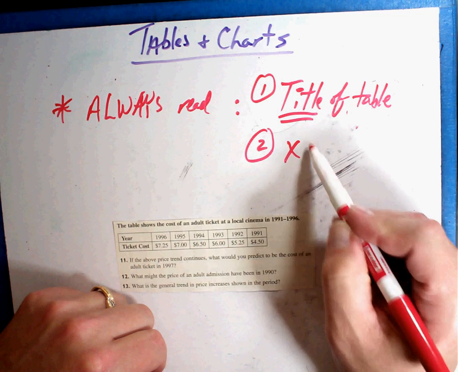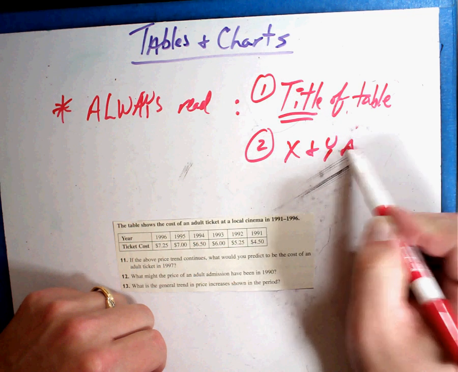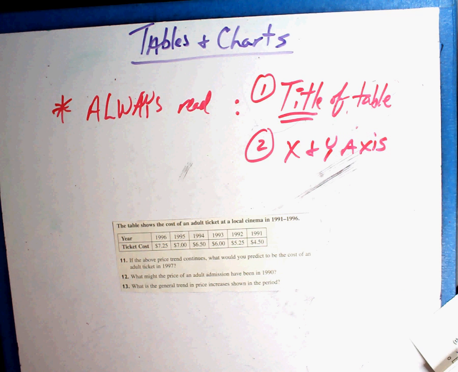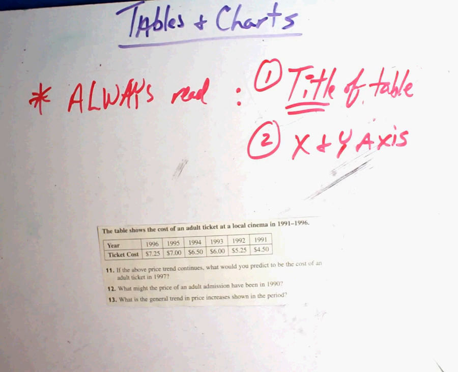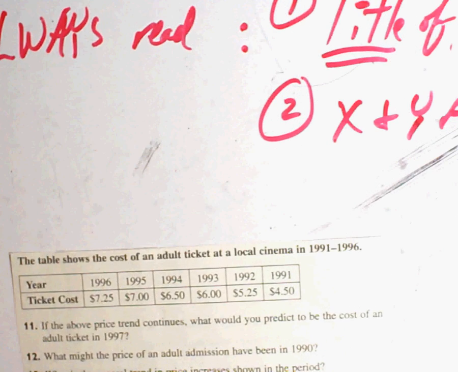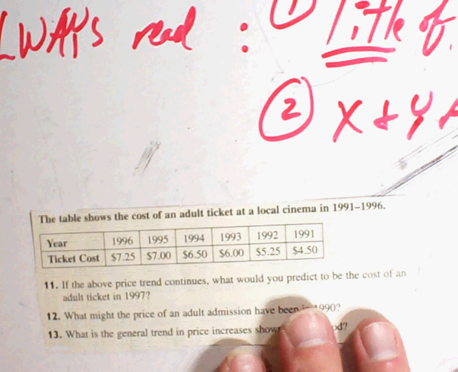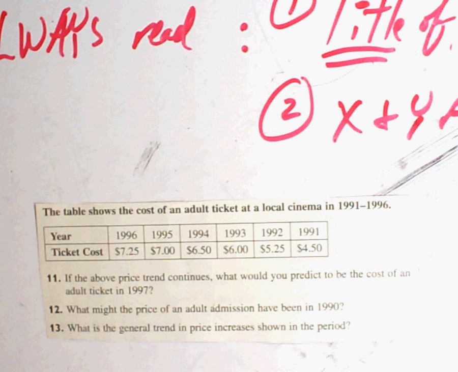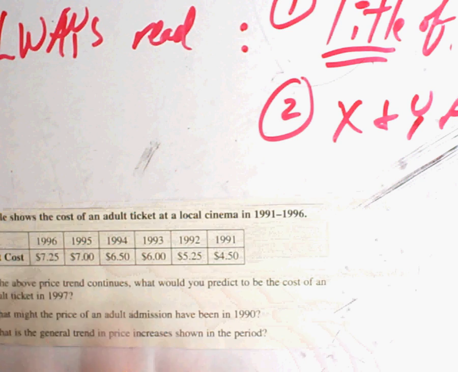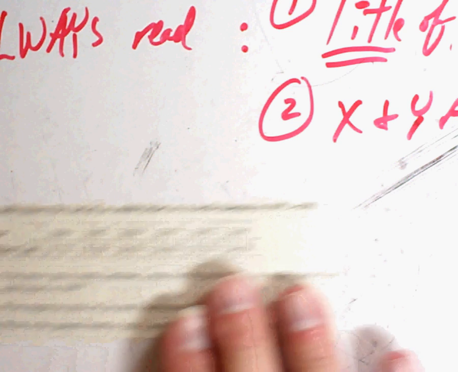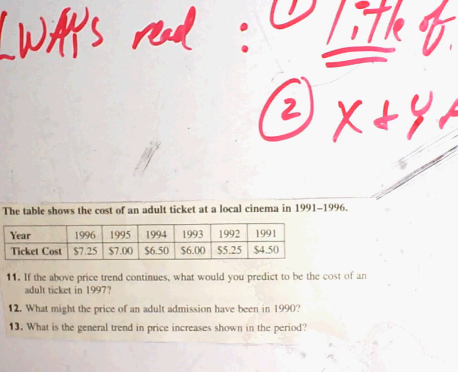Also, if there's X and Y axes, read what the units are. That's going to be important. Let me show you what I mean, for example. I'm going to zoom in here for a second. Okay, so here's a table that's talking about ticket costs and what year, for tickets at a local cinema from 1991 to 1996. Let me slide that back, I'm sorry. And so you're reading it. Okay, so there's year and ticket costs.